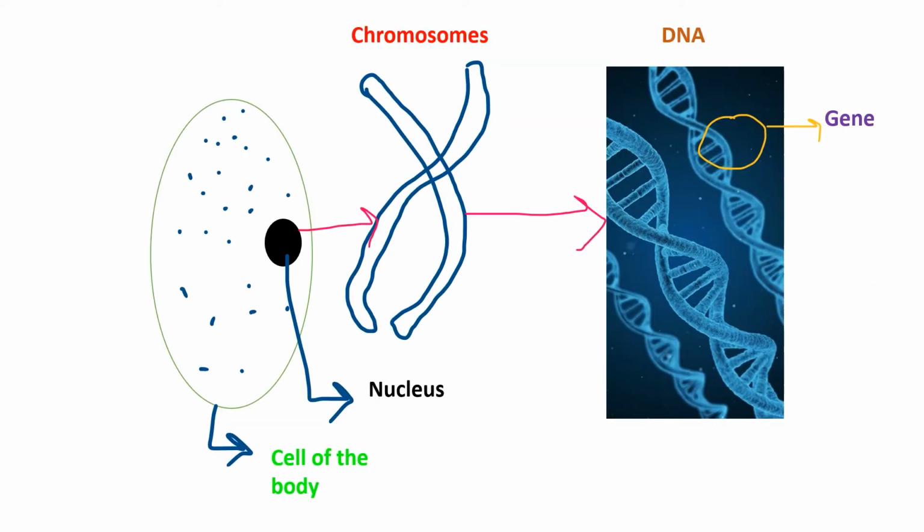Here, this is the human cell. This is the nucleus. The nucleus has the chromosomes. Chromosomes have DNA, and one particular specific portion is called a gene, which is at a specific location and represents a particular trait.